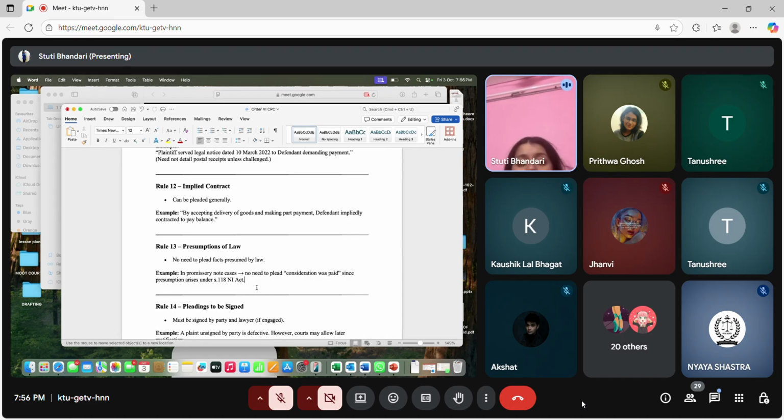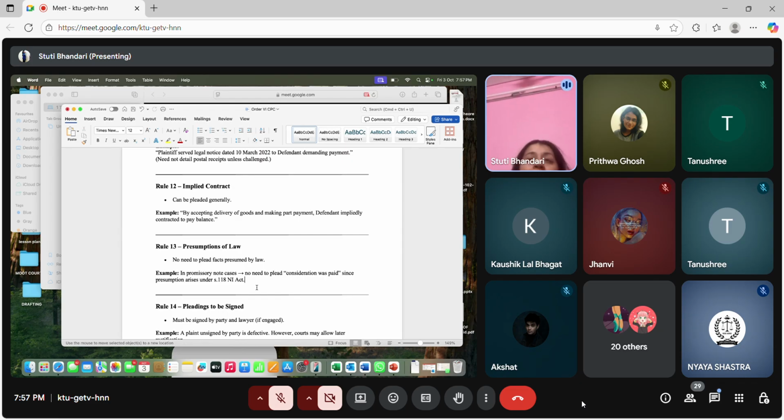So if you are putting this in your plaint or in a petition under the Hindu Marriage Act, that that child is the legitimate child, you do not have to prove it, because this is already presumed by the court that if a child is born within 280 days of the marriage, that child is considered to be the legitimate child of the father.